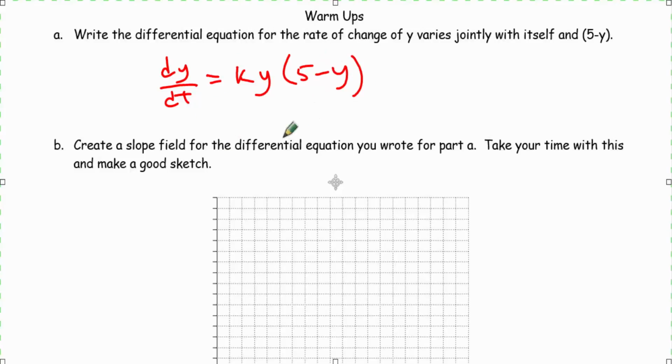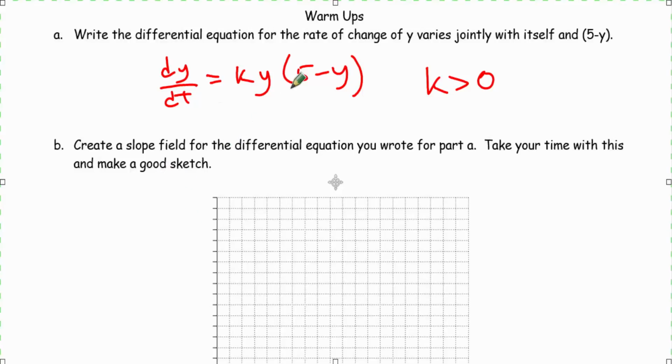Now this k is some sort of constant and we're not 100% sure what's going on with it, but we still want to create a slope field. And let's say that k is positive. K is greater than 0 because you kind of need to know that, because otherwise it's going to change things around. So we want a slope field here in the next little part for the equation we wrote in part A.